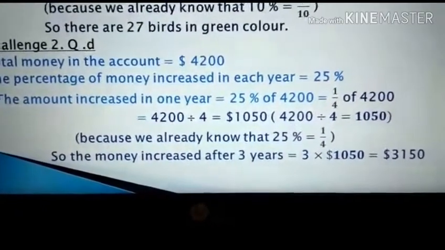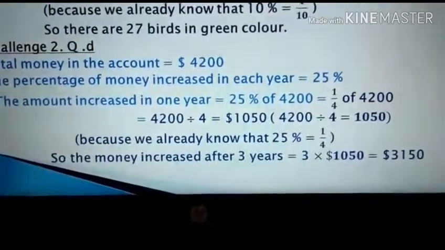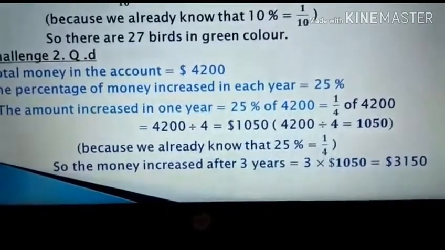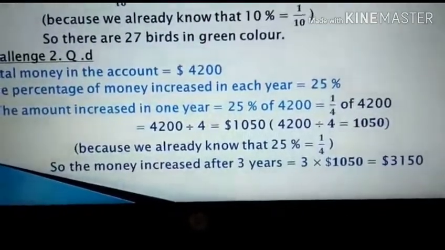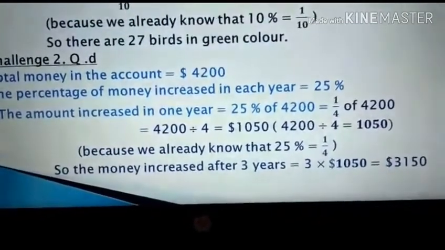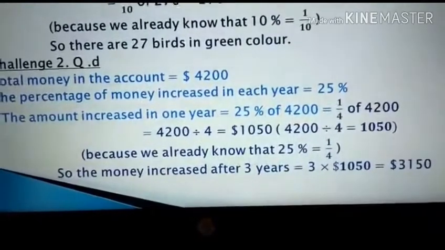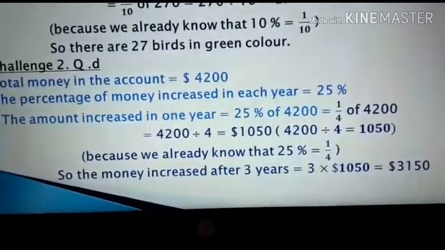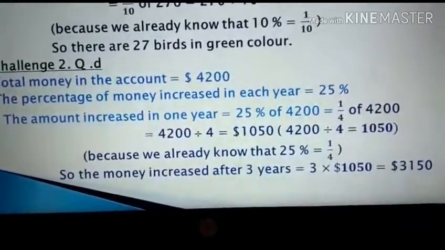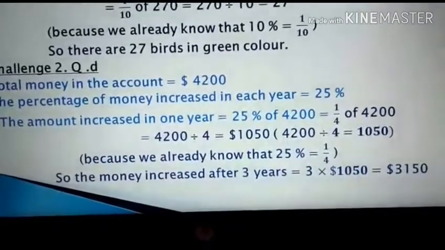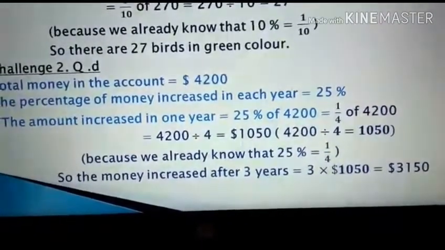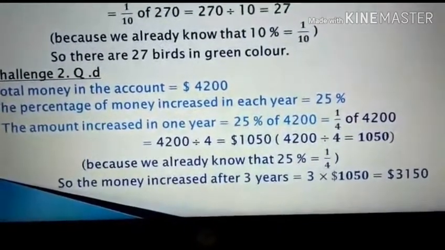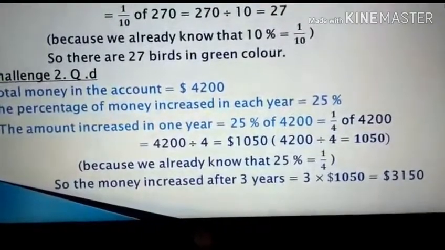But the question is to find the money increased after 3 years. So in 1 year, 1050, and you have to write the unit clearly. Here it is dollars. So in 1 year, $1050 is increased. So in 3 years, you have to multiply 3 with the money increased in 1 year. So that is 3 times $1050, you will get $3150. So the money increased after 3 years is $3150.